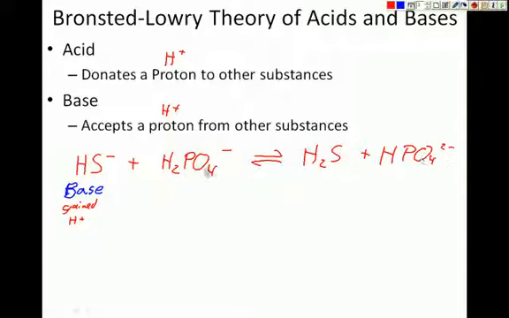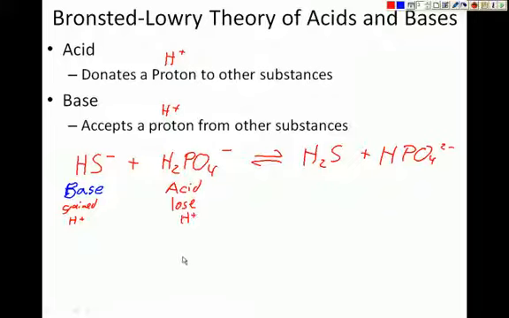Now H2PO4 minus lost a proton, or in other words, donated a proton and became HPO4 2-. So it lost one proton. So since it lost a proton or donated a proton, this is an acid because it lost an H+.